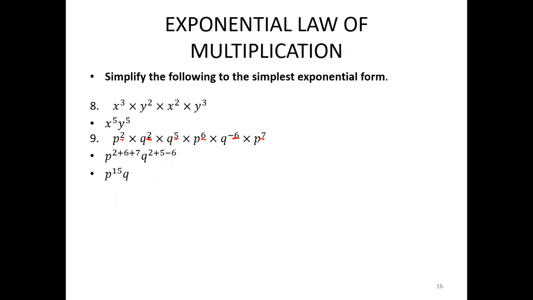Okay. If you got that one right, you should be able to do this one. What do we get here? You will get x to the exponent of 4 times y to the exponent of 2. What about this one here?